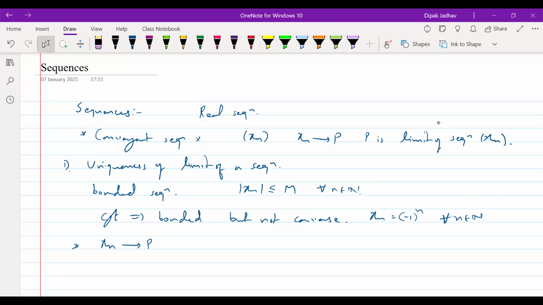Then we study results like this: xn converges to p implies mod xn converges to mod p. Again, the converse of the statement need not be true. Nevertheless, we have the result that xn goes to 0 if and only if mod of xn goes to 0. It means if p is 0, then the converse of the above statement is also true.